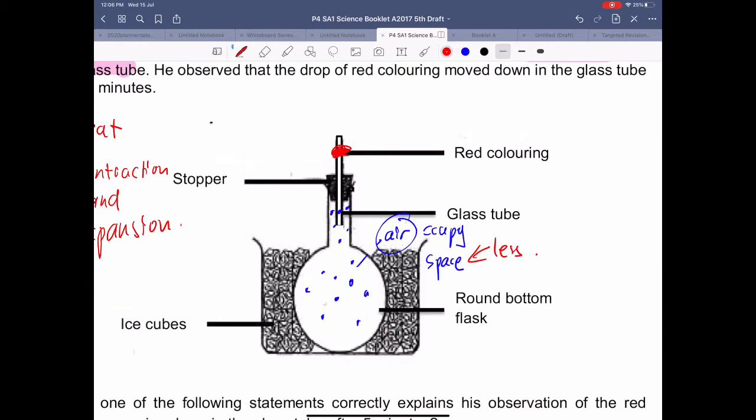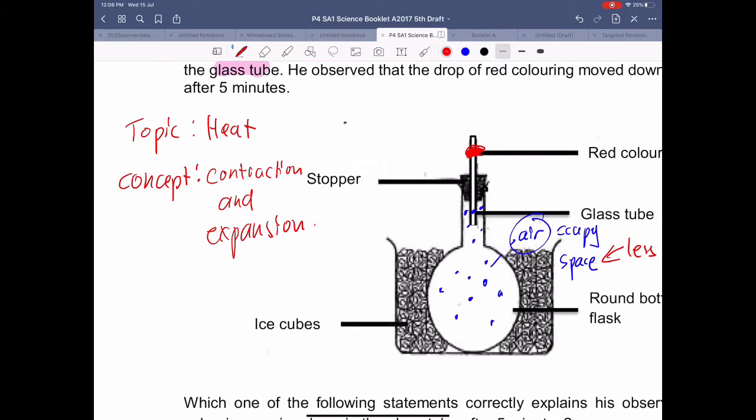So in this case, the concept tested here is not on metal. So this explains to you why identifying the topic and concept is so important. Because if you don't identify the concept correctly, you will say that, oh, air can be compressed. But in this case, I'm not talking about that. I'm talking about contraction and expansion.